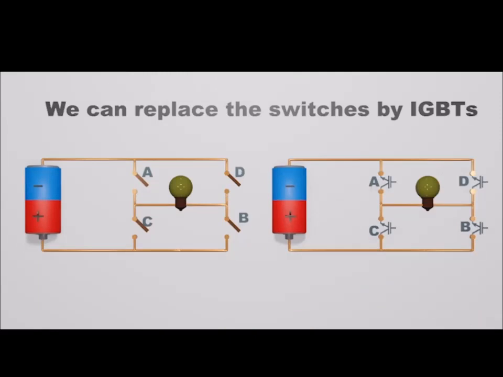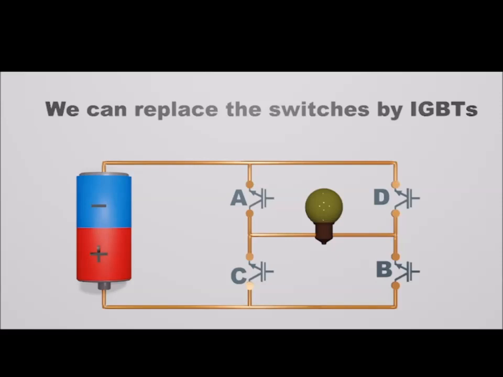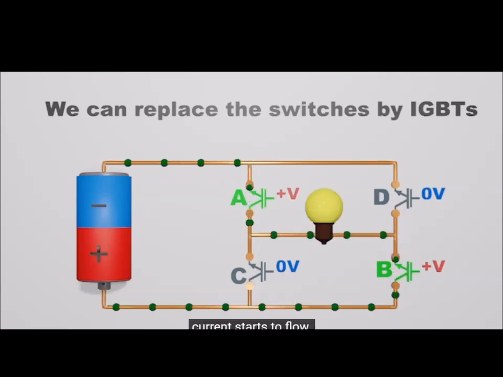At its simplest, an inverter consists of what is known as an H-bridge arrangement. This circuit illustrates the implementation of a single-phase H-bridge circuit using 4 IGBTs. The operation of the H-bridge is straightforward. By closing A and B, and opening C and D at the same time, current starts to flow through the bulb from left to right.